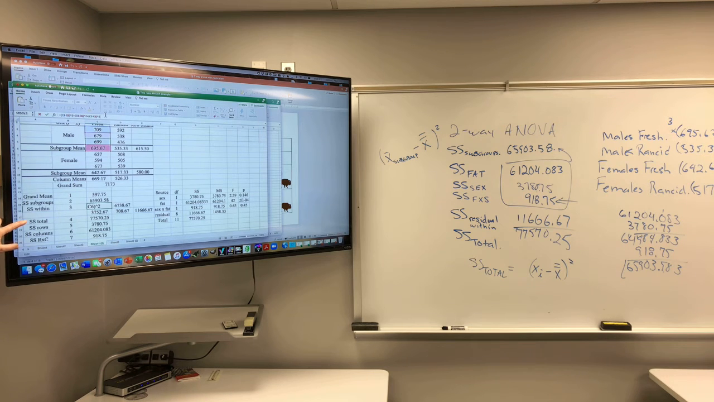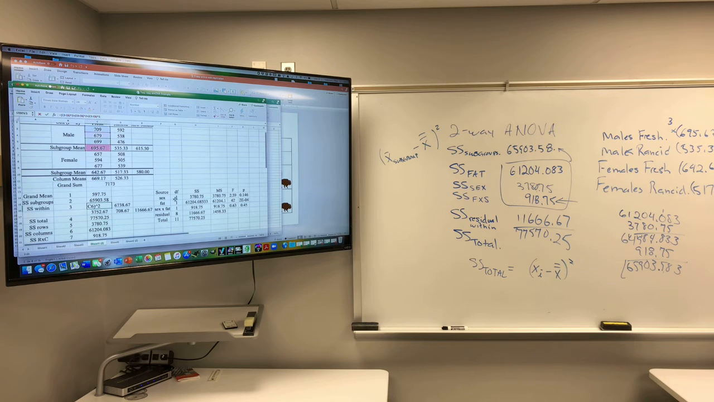You compare row means to the grand mean for sum squares rows, column means to the grand mean to get sum squares column, and all of the means to the grand mean to get sum squares subgroups. And once you have all those things done, you have all the information that you need.